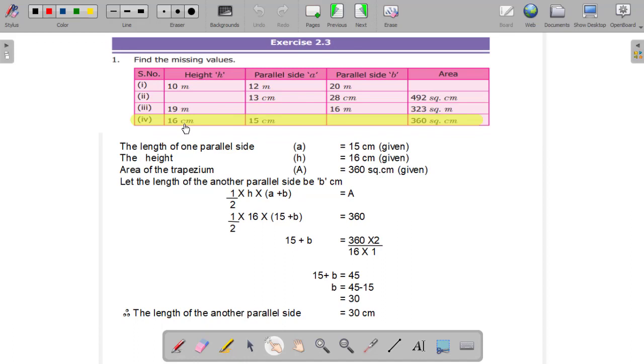Sum number 4. Here also height is given, parallel side a is given, area is given. So let us start with the given details and consider the unknown value as b. By using the formula, we can form an equation. By solving this equation, we can find out the length of the other parallel side, that is 30 centimeter.